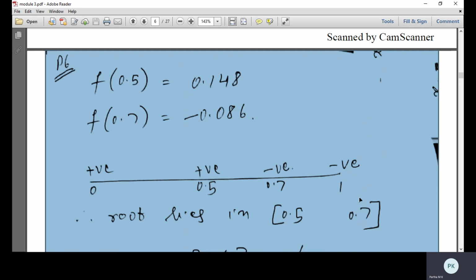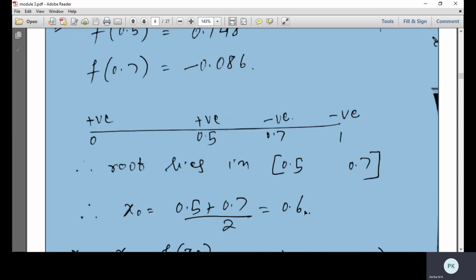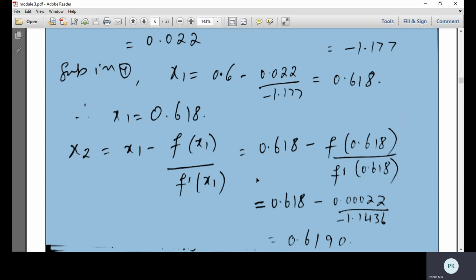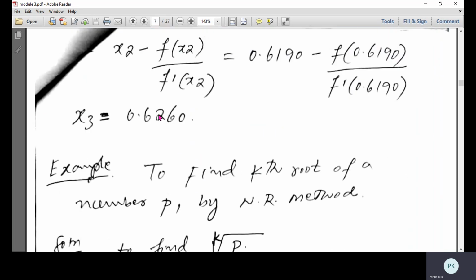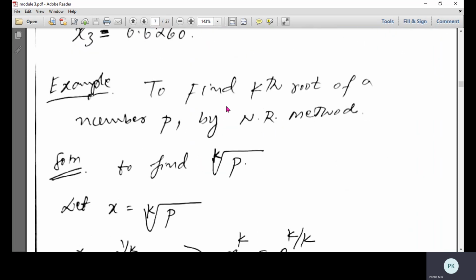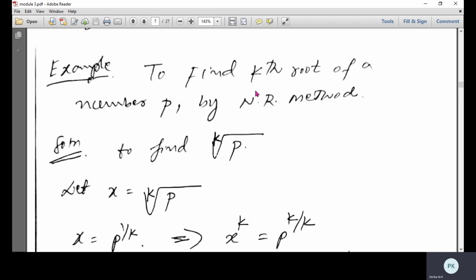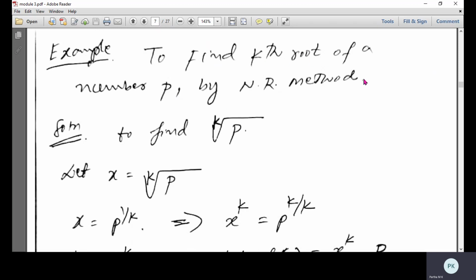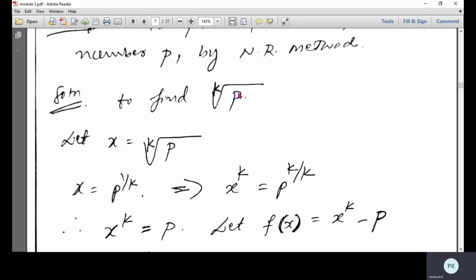For 0.7 negative, middle value is x0. Now proceed. So this is about the Newton-Raphson method. Now suppose, let us take an example: to find the kth root of a number p by the Newton-Raphson method. To find the kth root of p.